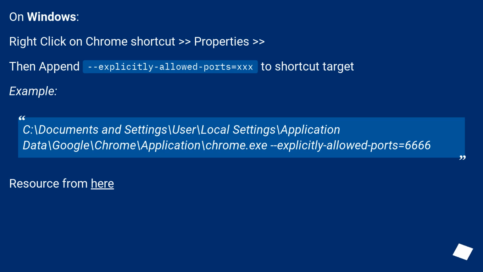On Windows, right-click on the Chrome shortcut, Properties. Then append --explicitly-allowed-ports=30 to the shortcut target. Example: C:\... Resource from here.